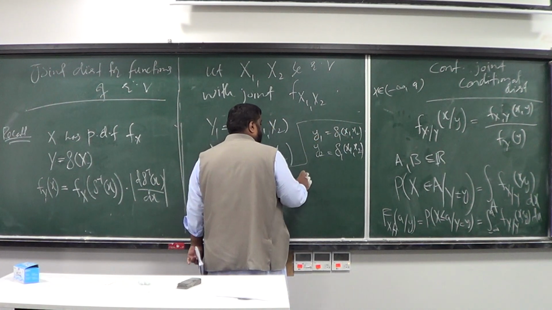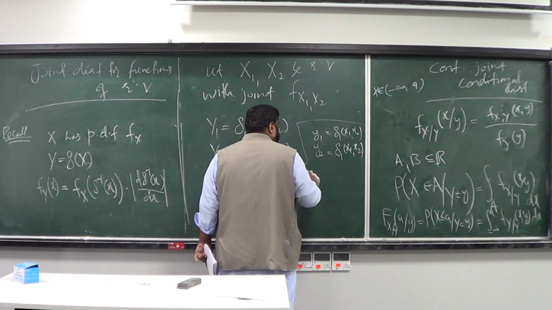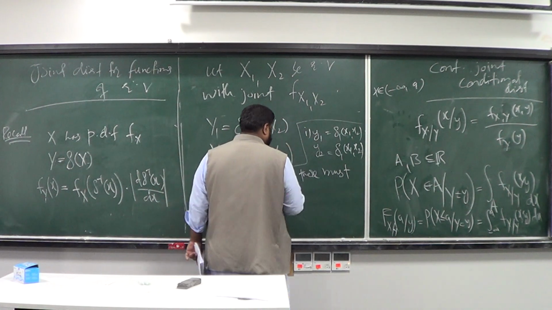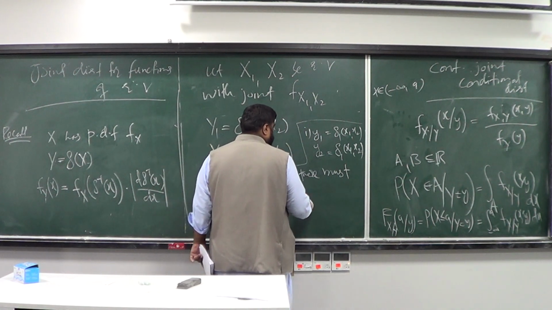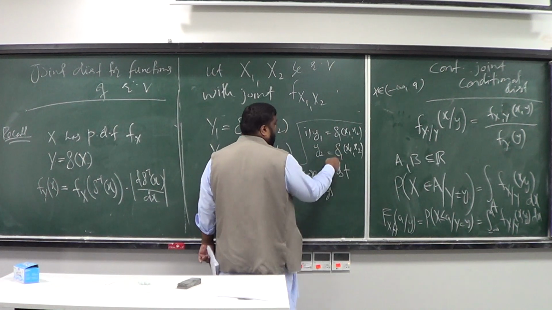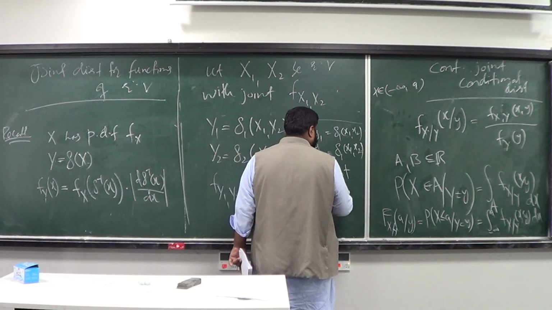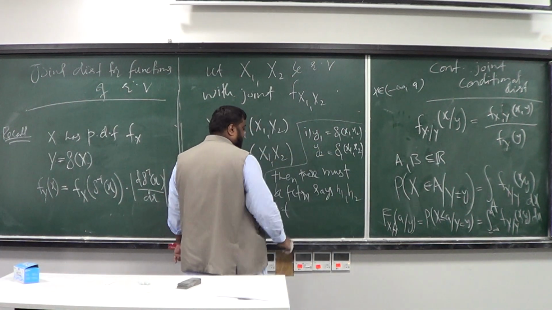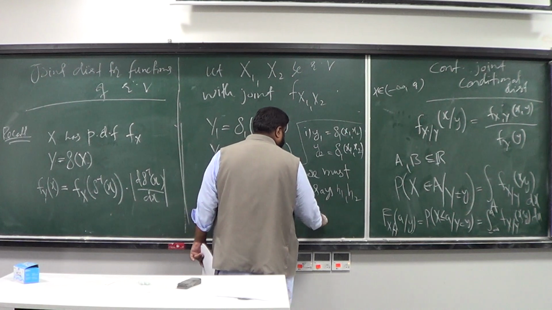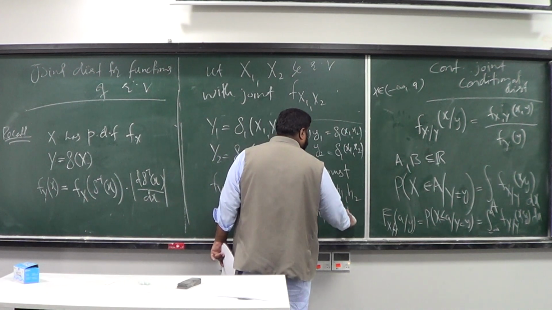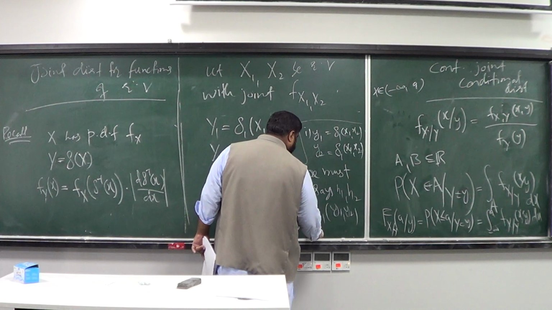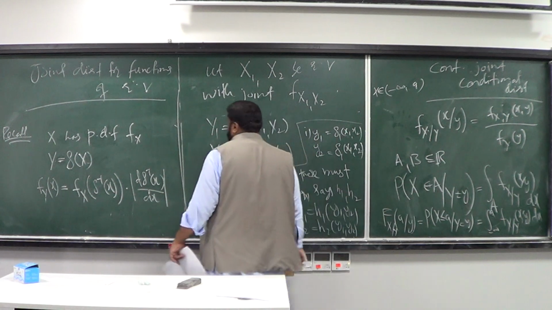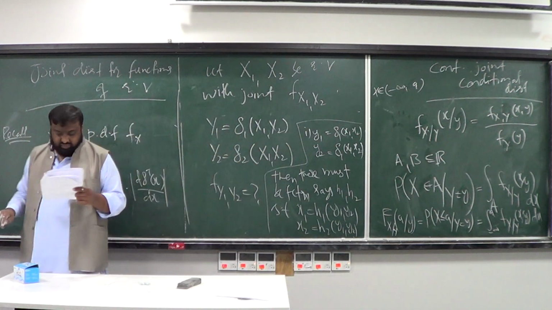In other words, there must be functions, which are inverses of g1 and g2, say h1 and h2, such that x1 is equal to h1 of y1, y2, and x2 equal to h2 of y1, y2. So they should be invertible.